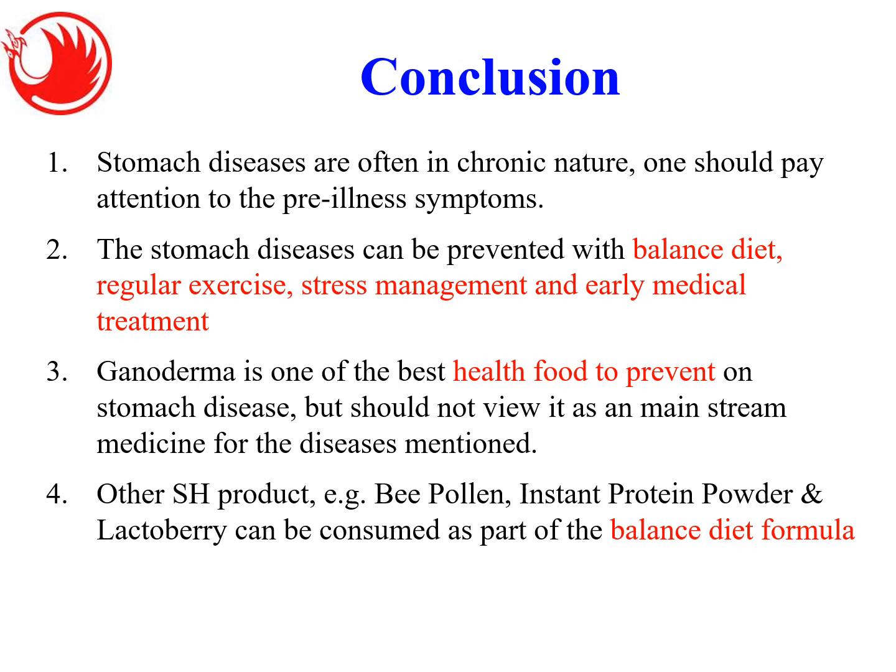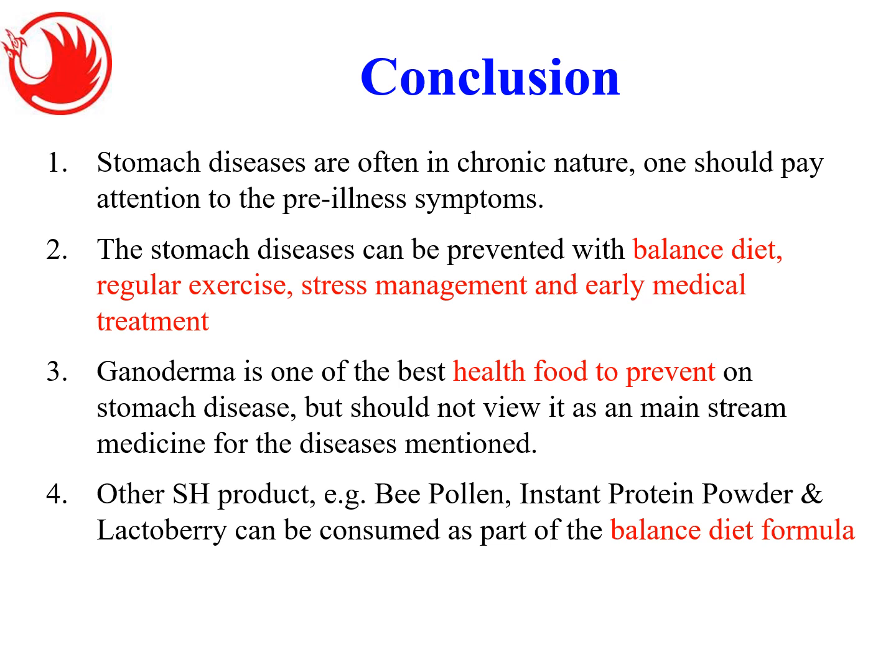What we need is to put in effort to have a balanced diet, do regular exercise, learn to relax, manage your stress and sleep well. Get early medical check and treatment. In addition, you can take health supplements while undergoing Western treatment. Ganoderma is one of the best health foods to prevent stomach disease, but it should not be viewed as mainstream medicine for the diseases mentioned.